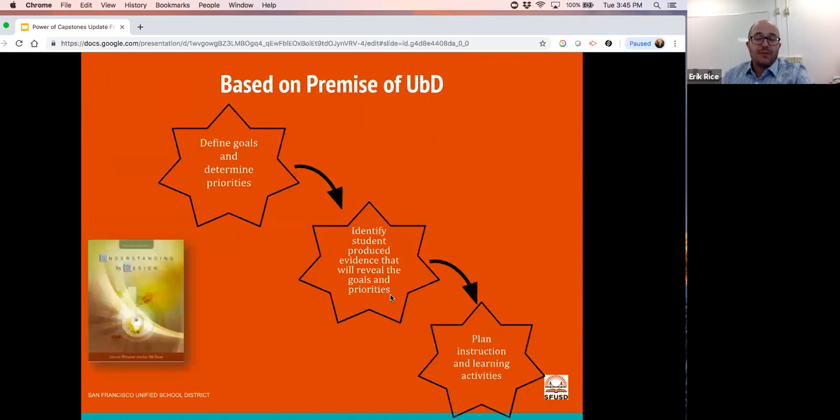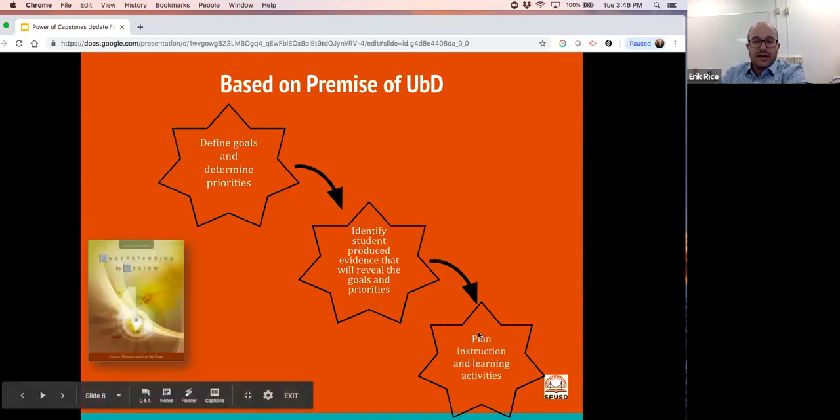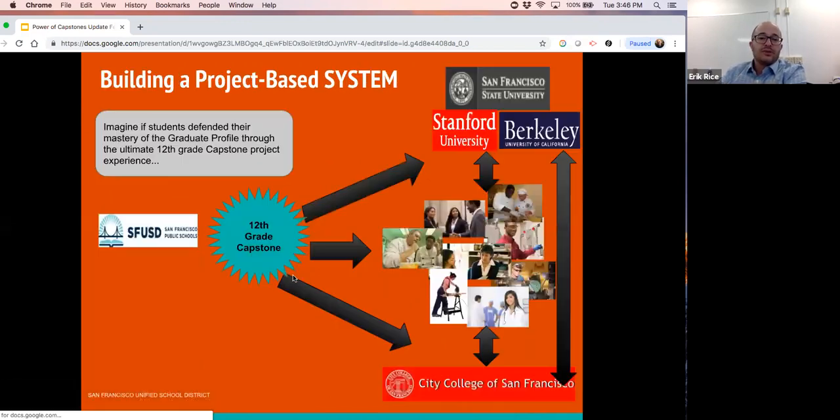Now, our main premise that we've used when we think about capstones in terms of how it fits in the system really builds off of Understanding by Design. So if we think of an Understanding by Design unit or project design, the idea of defining our goals and determining our priorities first, mapping backwards from there and identifying what we want to see students producing, and then behind that, what are the learning activities? So this idea of planning backwards, we've used when we've talked about the capstone.